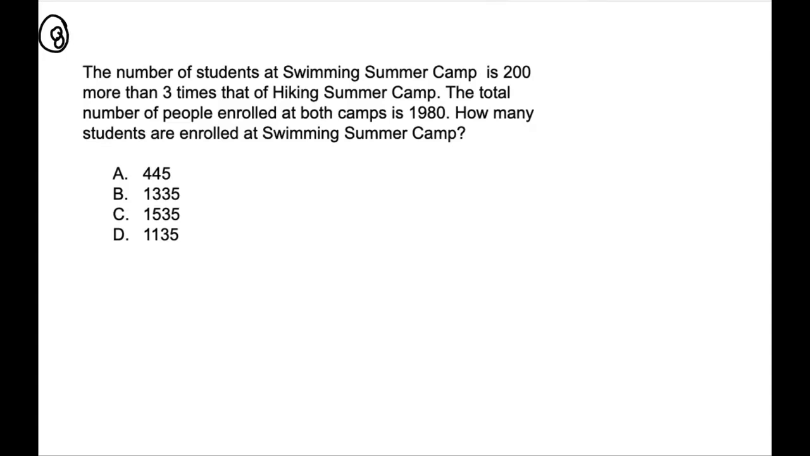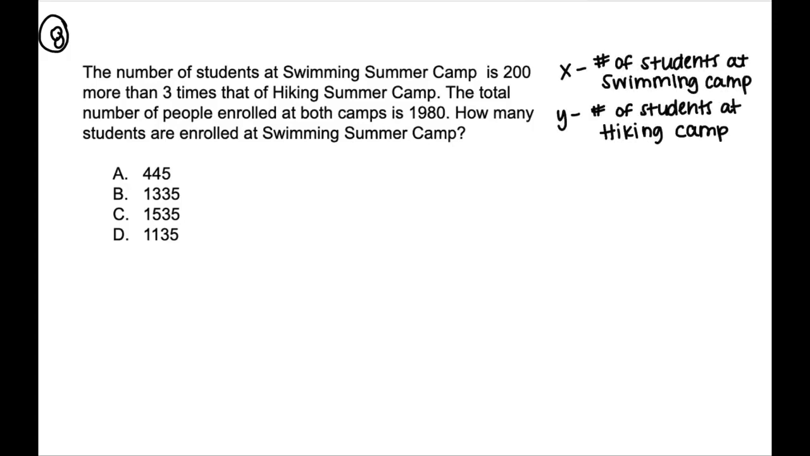Number 8, the number of students at a swimming summer camp is 200 more than 3 times that of the hiking summer camp. All right, let's continue reading. The total number of people enrolled at both camps is 1,980. How many students are enrolled at swimming summer camp? So our question is asking us to find x. That's what we want to know.